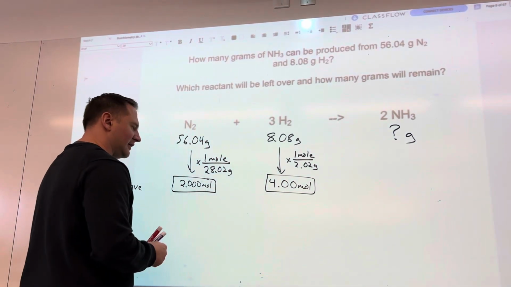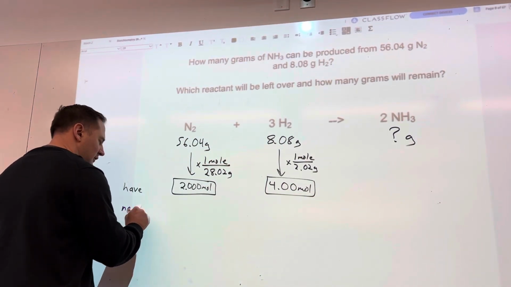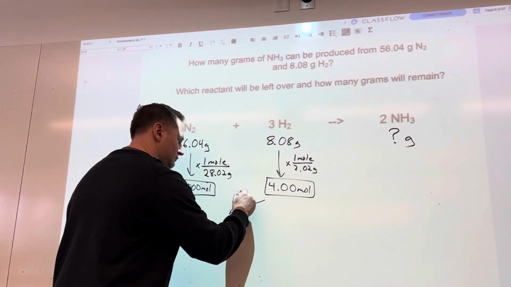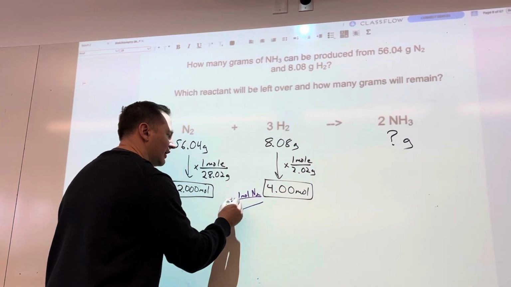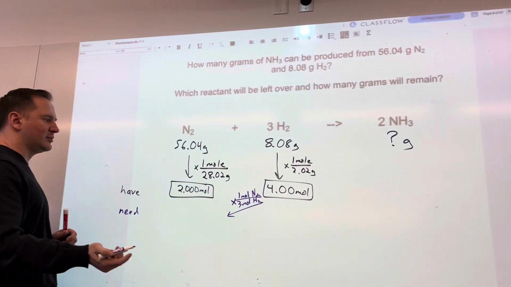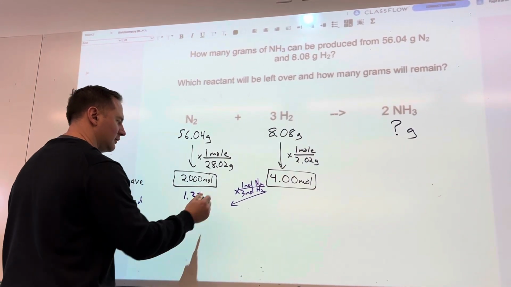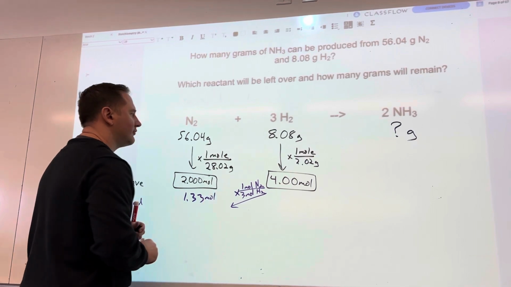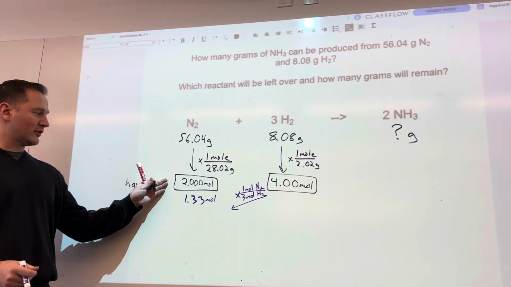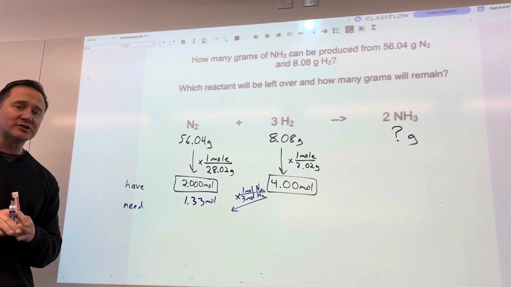And so what I'm going to do is say that, all right, if I know how much I have, now I'm going to figure out how much I need. And I'm going to need 1 mole of N2 for every 3 moles of H2 that I have. And what this gives me is a value of 1.33 moles of nitrogen that I would need to use up all of my hydrogen. And you can see that I have that much. I have more than that. So if I'm only going to need this much and I have more than that, I know I'm going to have some remaining. So I was correct in my guess.